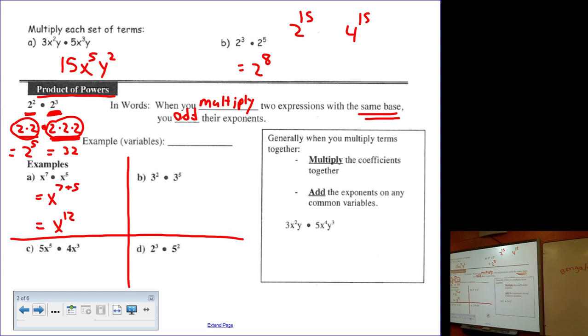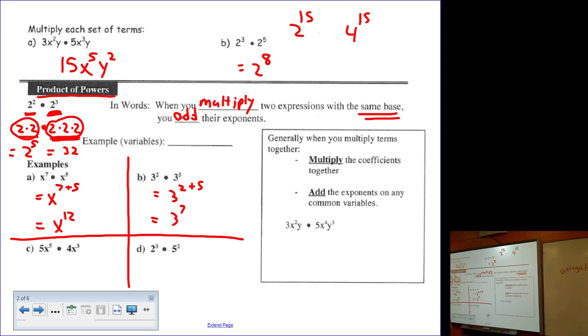How about example B? 3 to the 2nd times 3 to the 5th. Again, because these have the same base, and you can only do it because they have the same base, you can add the exponents together. This would equal 3 to the 2 plus 5, or 3 to the 7th power. And we're just going to leave it in exponential notation like that.